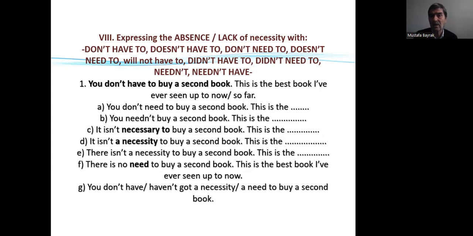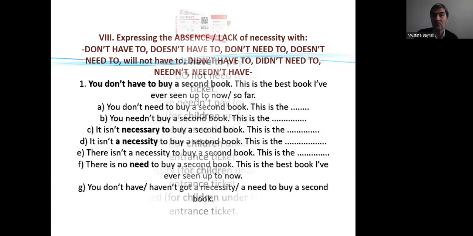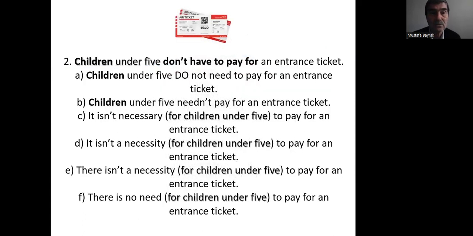You don't have a need, or you haven't got a necessity, to buy a second book. This is enough for you. Okay, 2, children under 5, this is the subject of the sentence. Children under 5 don't have to pay for an entrance ticket. Or children under 5 do not need to pay for an entrance ticket.